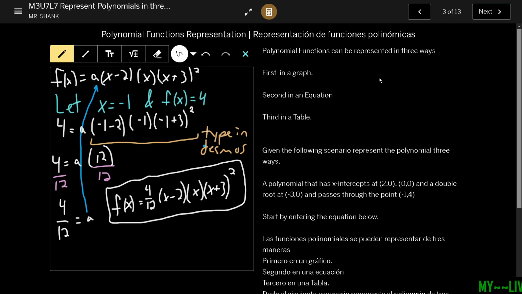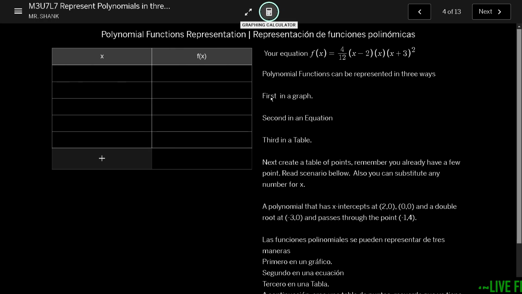All right, so that's one of the representations of a polynomial function, the equation, and we can also look at that graph. So let's talk about the table. So it says here's our equation. A polynomial can be expressed in those 3 ways. Let's create a table. So again, we already have that scenario.